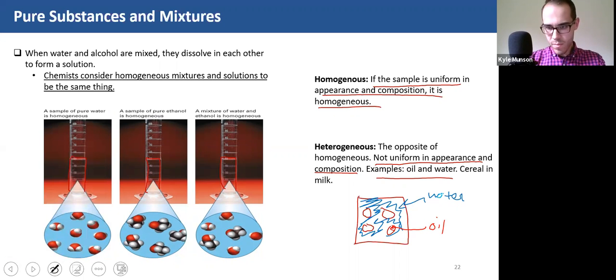Okay. So this is a heterogeneous mixture. Cereal and milk, right? There's the cereal floating in the milk. It's not uniform in composition and appearance. You could clearly see differences between the two. You can clearly see that there's things mixed up together in there.